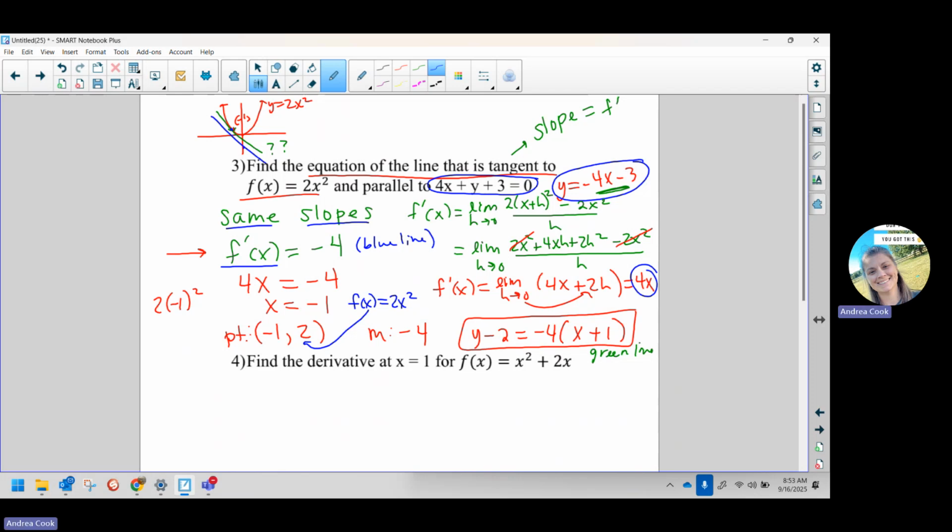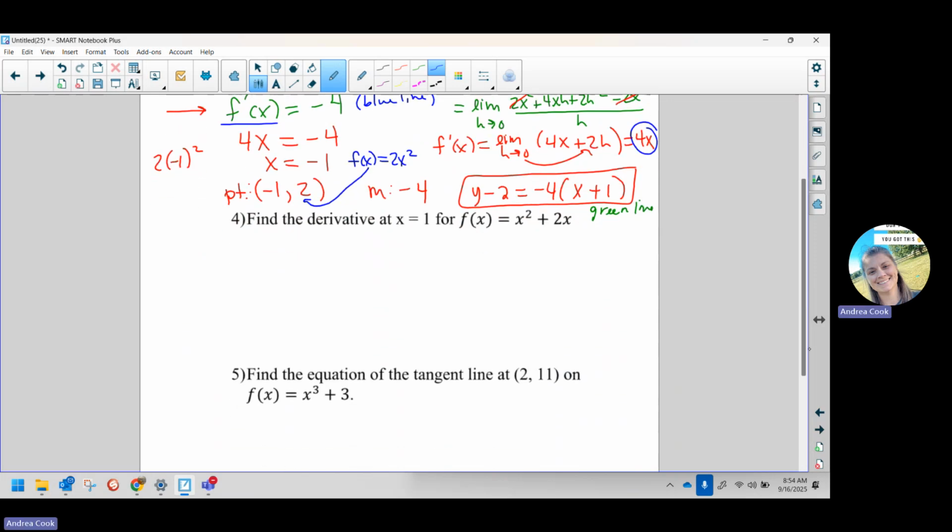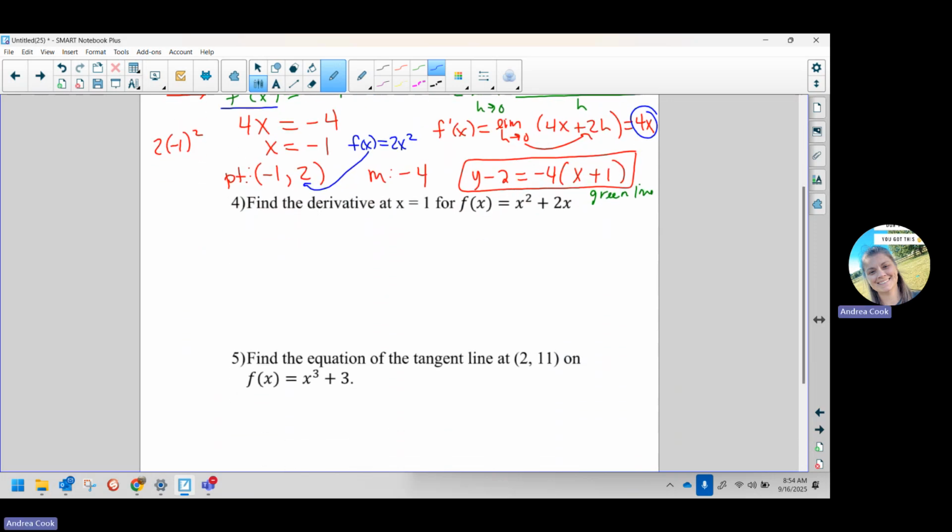Okay, any other questions? All right, now let's go a little bit easier. Find the derivative at x equals 1, and f of x is x squared plus 2x. So I'm going to use that alternate form again because I think it's easier. So I want to find f prime at 1.